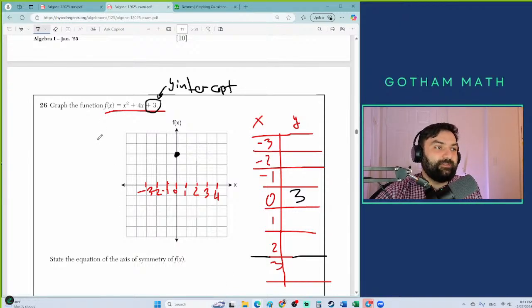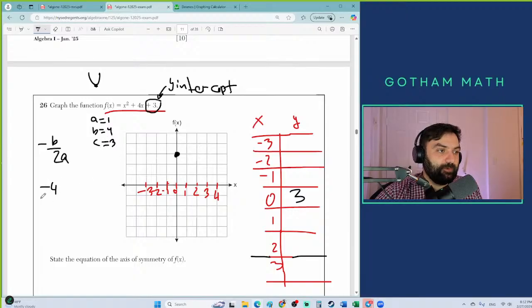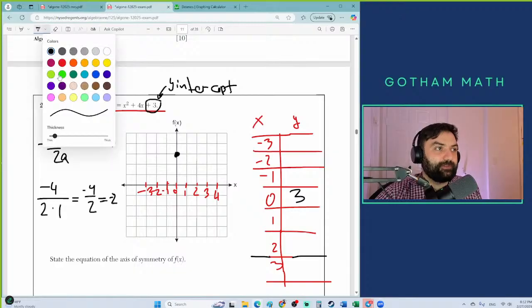Now we need to find the vertex of the parabola. The vertex is this point of the parabola. How? By doing -b over 2a. What is b? What is a? So a is 1, b is 4, c is 3. So it's going to be -4 over 2 times 1, which is -4 over 2, which is -2. This would be 1 part of the vertex. And then you're going to have to plug -2 back into this equation.